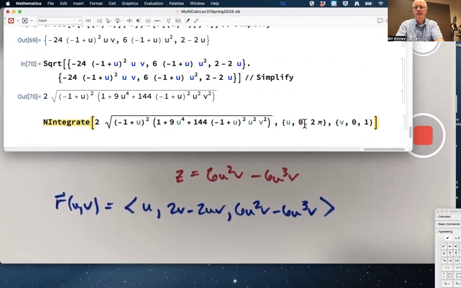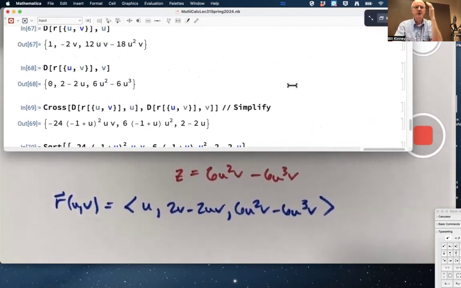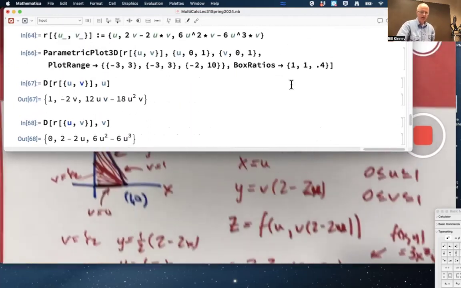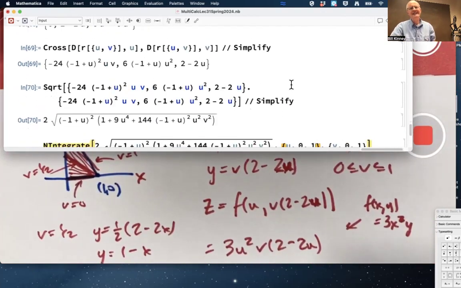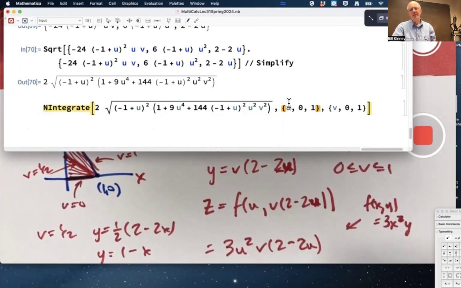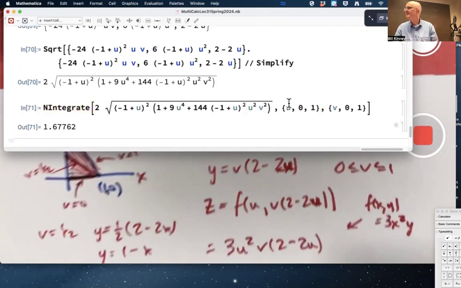U goes from 0 to 1. V goes from 0 to 1. It feels like we should get closer to the area of this triangle here. The area of that triangle is 1, 1/2 base times height. Hopefully we don't get an answer too much different than 1. A little bit bigger. Yeah, okay.